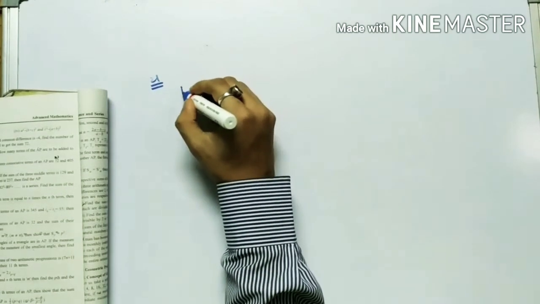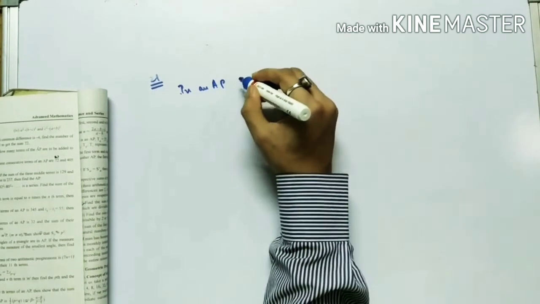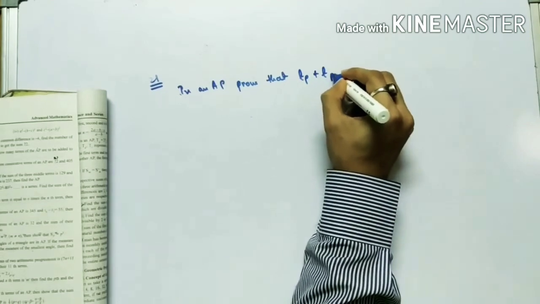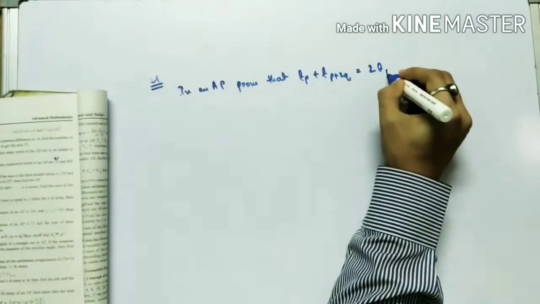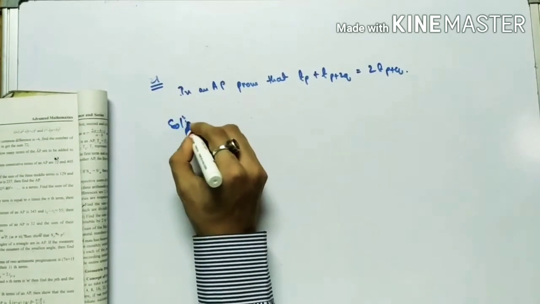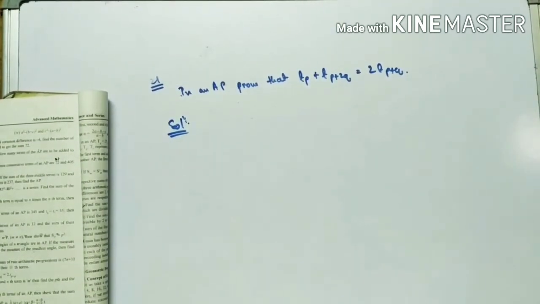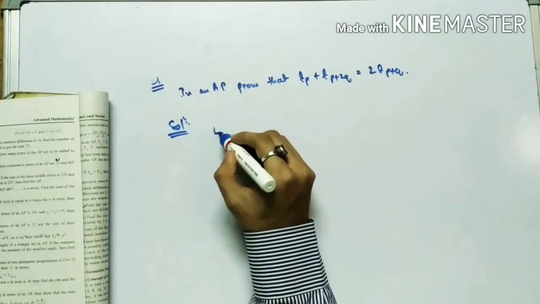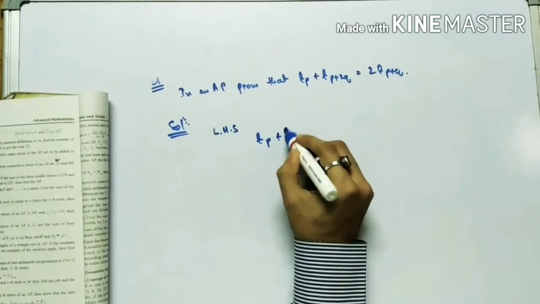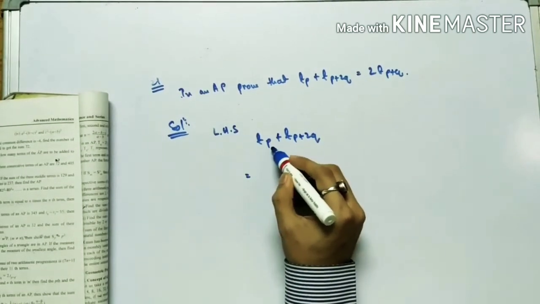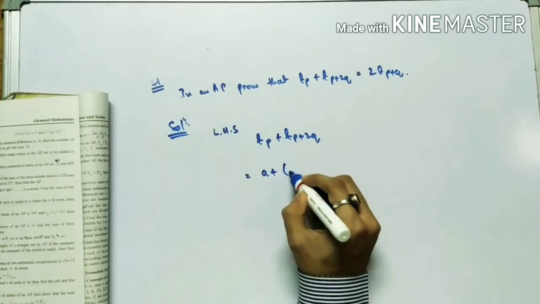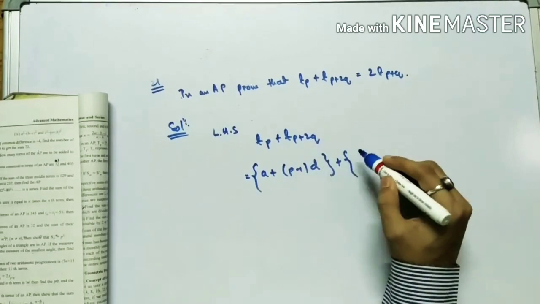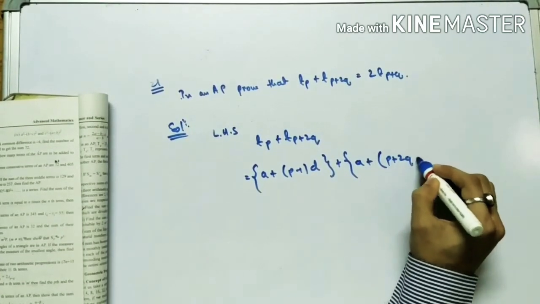So this is question number 21. In an AP, prove that TP plus TP plus 2Q is equal to twice TP plus Q. First of all, I will take the LHS, which is TP plus TP plus twice Q. So TP means the pth term, which I can write as a plus (p minus 1)d, and this is the (p plus 2q)th term, which I can write as a plus (p plus 2q minus 1)d.